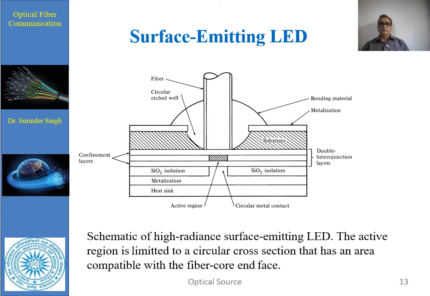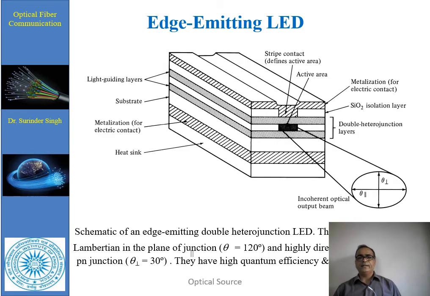This is the area. The emitting area should be compatible with the optical fiber in order to form a perfect matching. There is an edge emitting type of LED. Now, instead of this, the fiber is mounted here. The edge of the LED emits along the axis in a horizontal way instead of vertical.